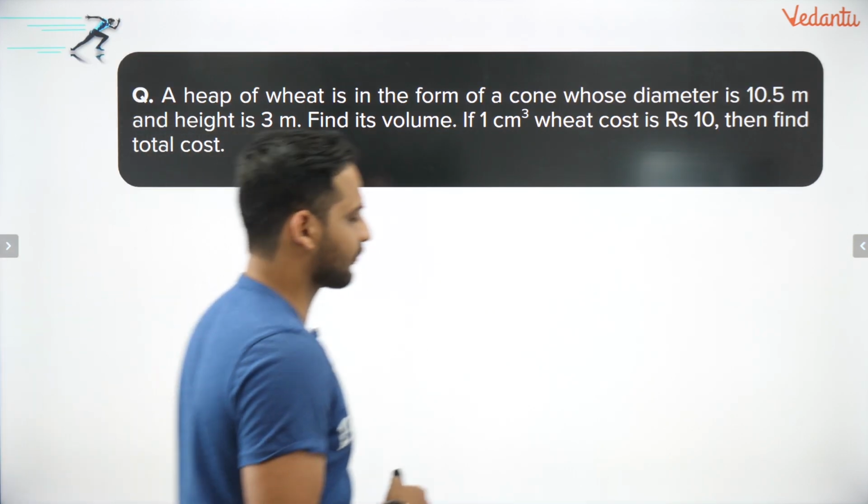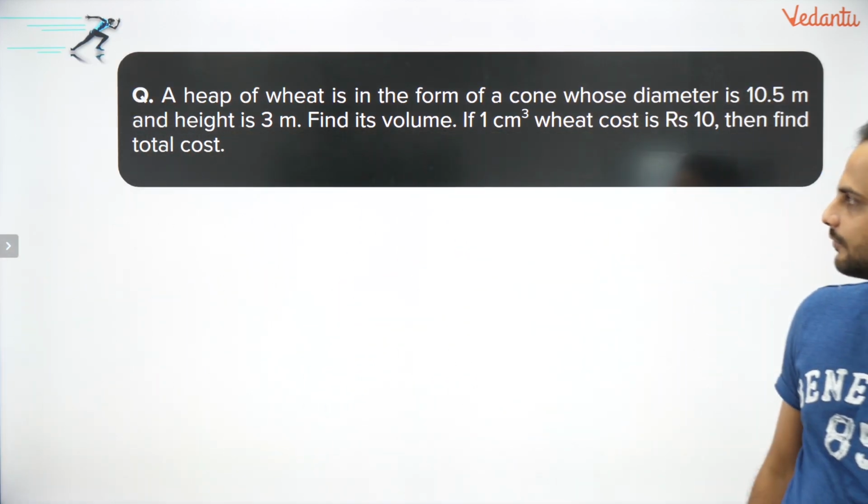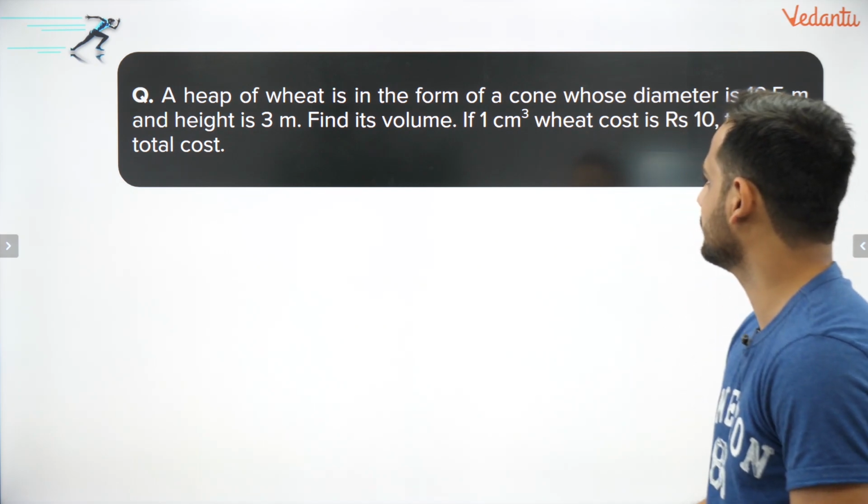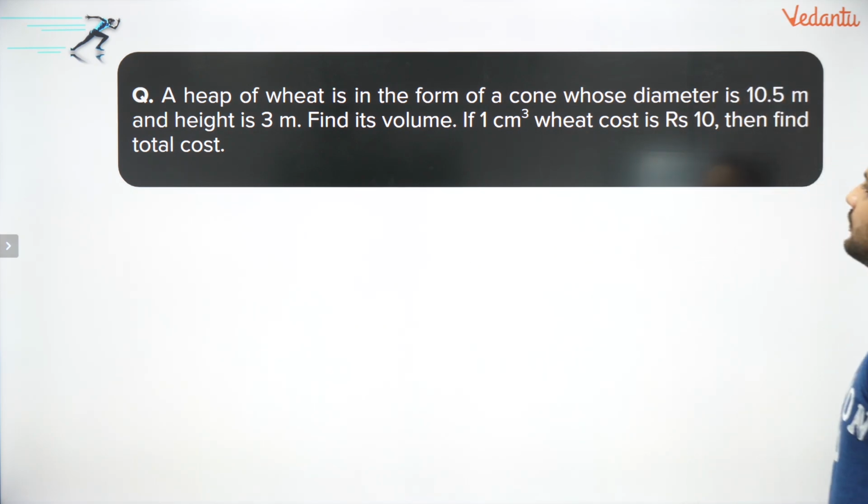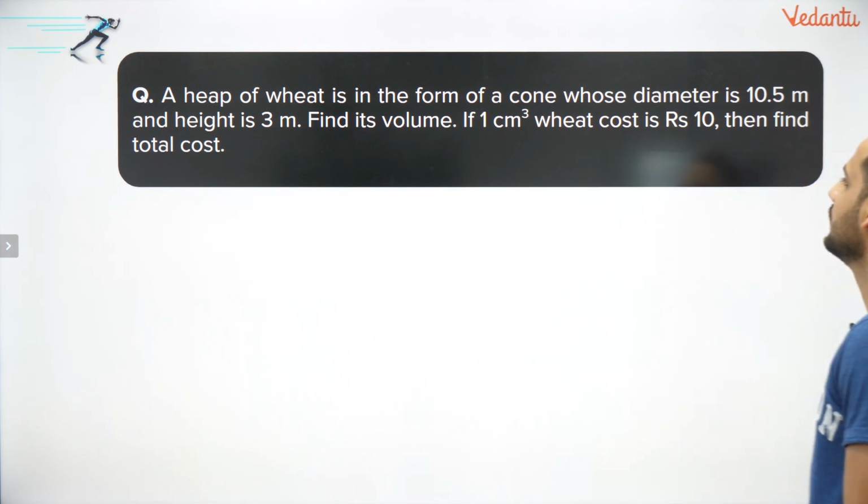Okay, now let's look at some of the problems which we'll be solving today. So the first problem is: a heap of wheat is in the form of a cone whose diameter is 10.5 centimeter and height is 3 meter. Find its volume.